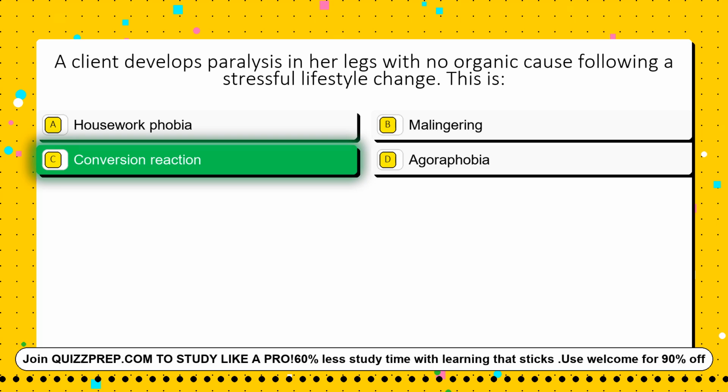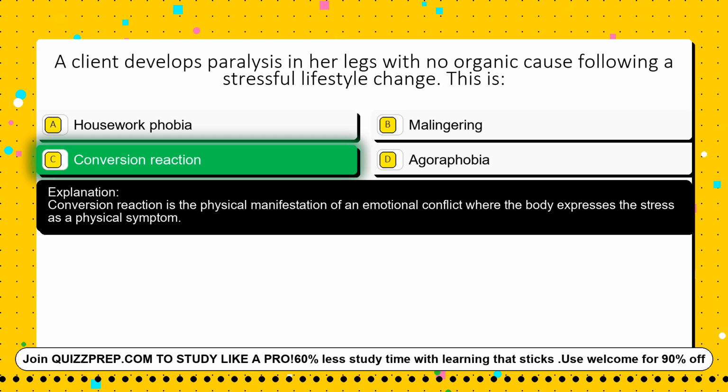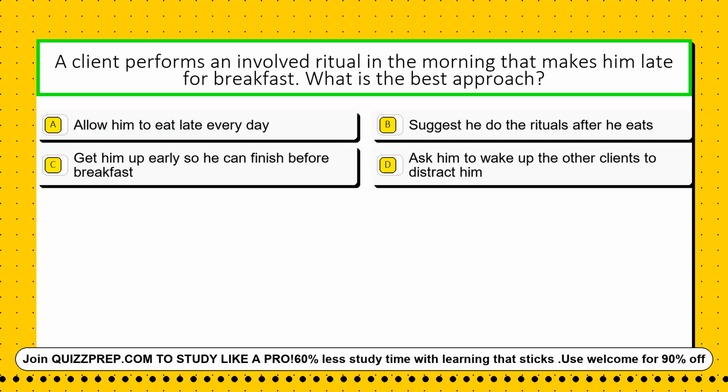The correct answer is option C. Conversion reaction. Conversion reaction is the physical manifestation of an emotional conflict where the body expresses the stress as a physical symptom.